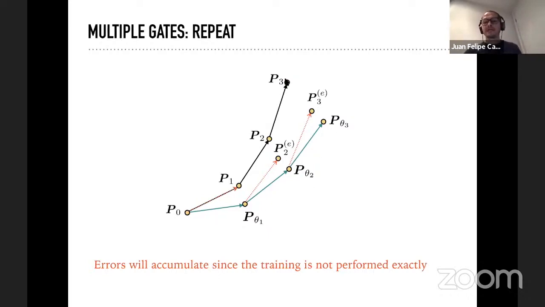And the hope is at the end, P3 is going to be very similar to P theta 3. That's the hope. But errors will accumulate since the training is not performed exactly. Okay, so that's how we perform our simulation. It's a simulation of a quantum computer using just probability.